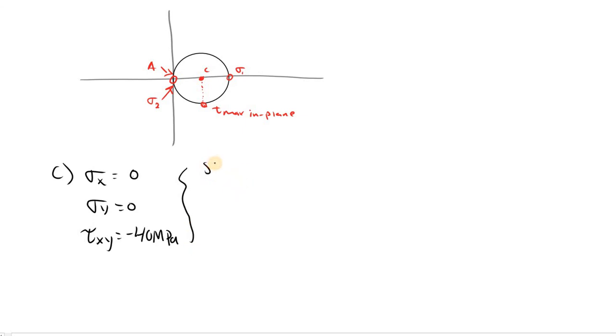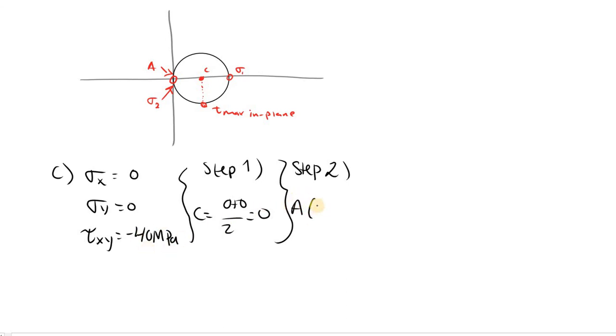Again, we start with step 1, which is finding the center of the circle, which is just our average. So again, 0 plus 0 divided by 2 is still going to be 0. Not much to find there. Step 2, our reference point. Again, reference point A is at 0 and at our shear stress, negative 40.